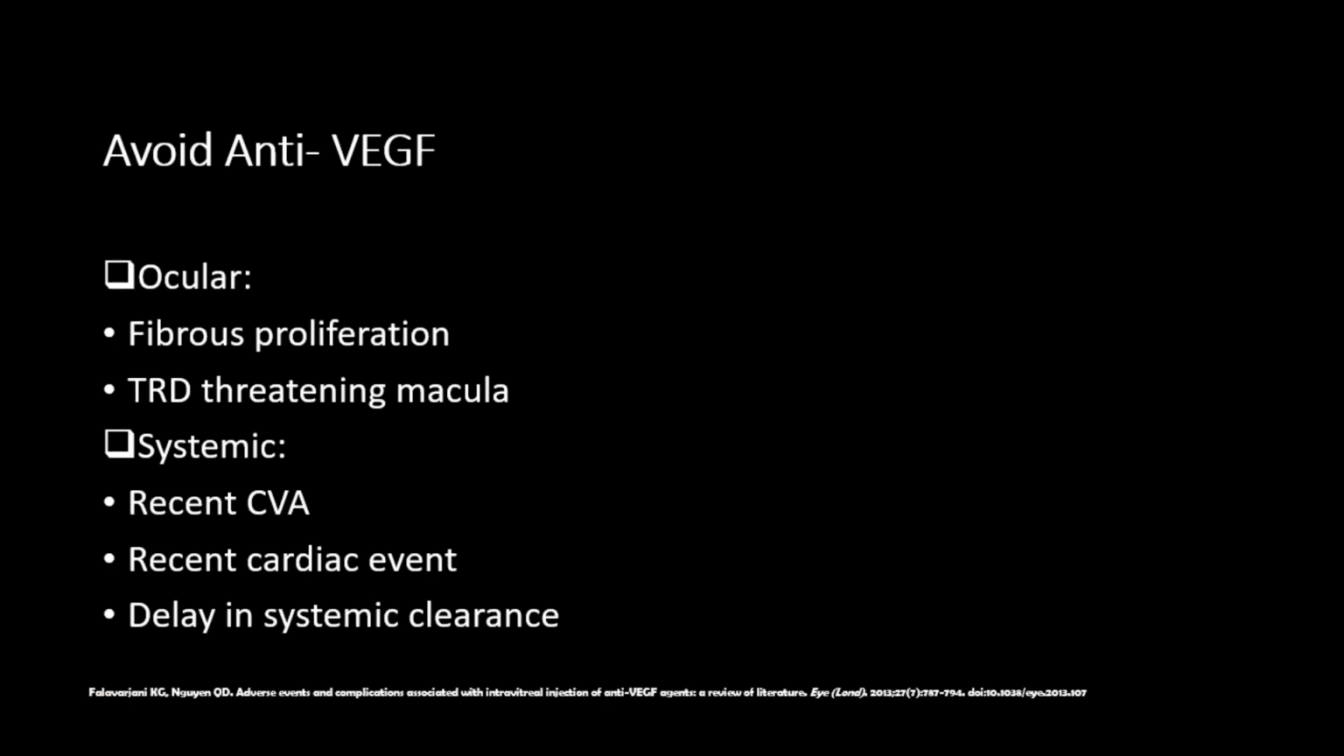Now, what are the situations where we should use anti-VEGF with caution? Like when the fibrous component is more than the vascular component, when there is tractional retinal detachment threatening the macula. Systemic causes can be like recent history of stroke or myocardial infarction, and in cases where we anticipate that there might be delay in systemic clearance, it is better to avoid injection in such scenarios.